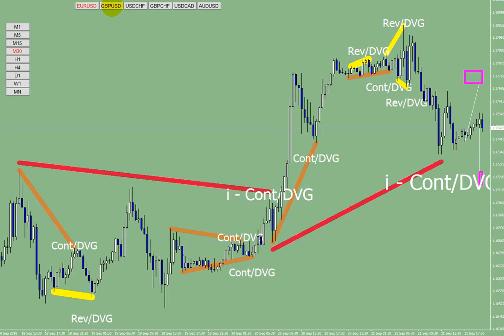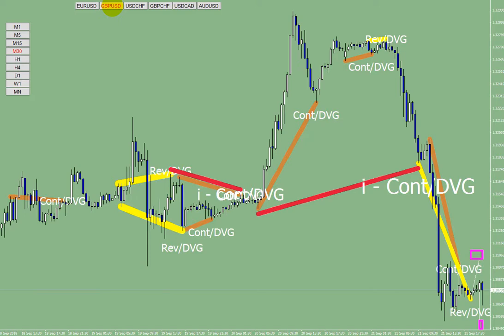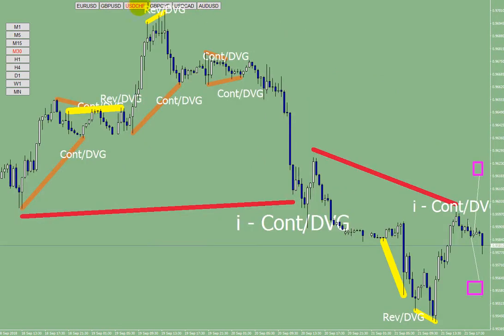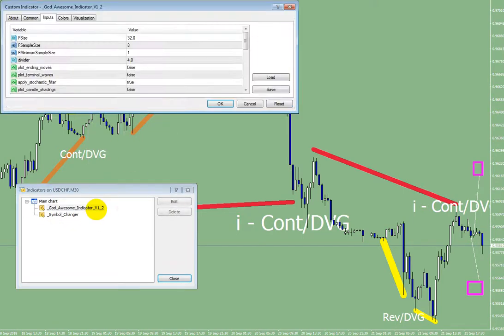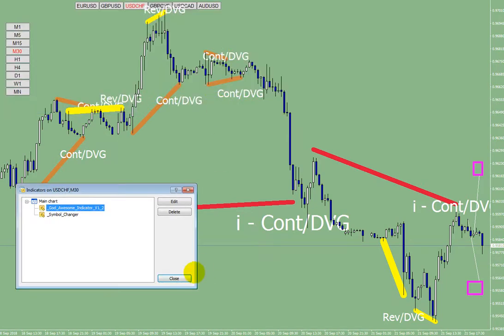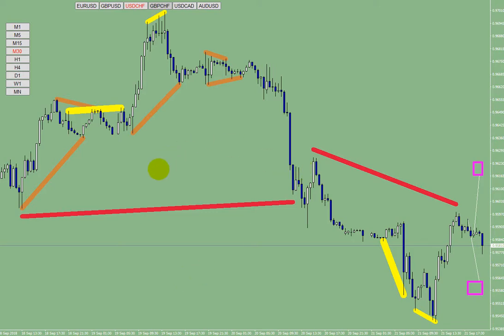Now about divergences, you can use these on any instrument. I don't have oil or S&P or yen pairs up here. Nevertheless, you could try them on and they would work just perfectly. If you don't want to see the labels, then you turn them off, and it's a cleaner look.